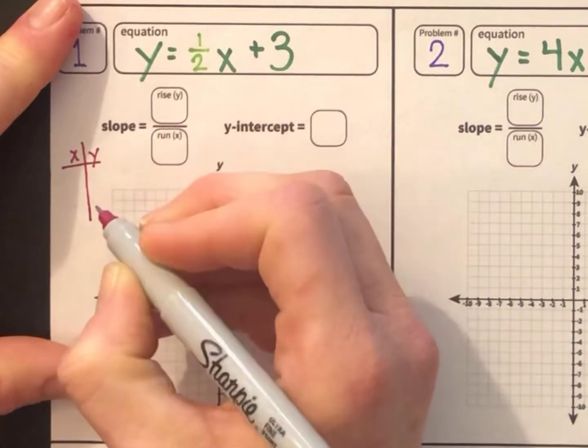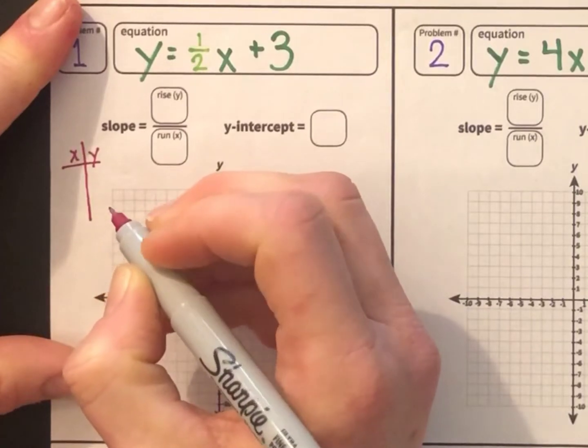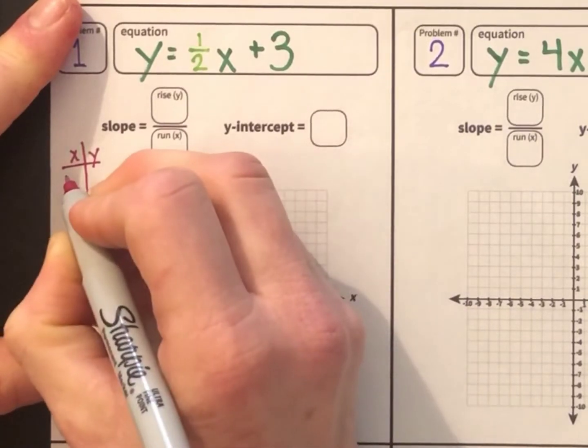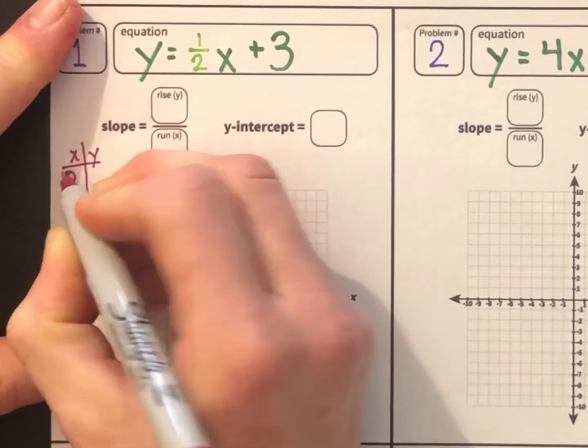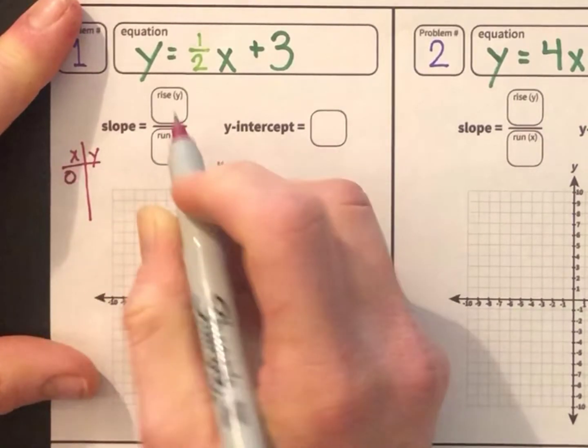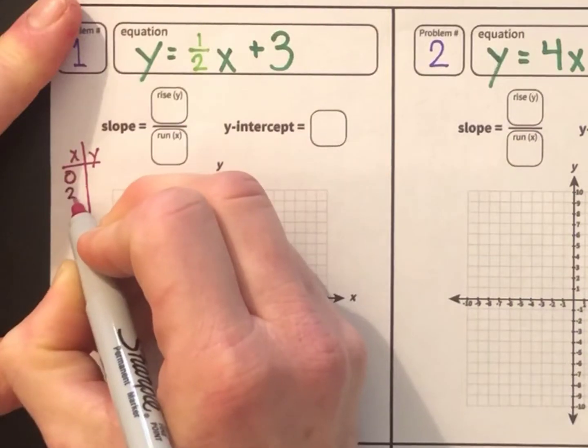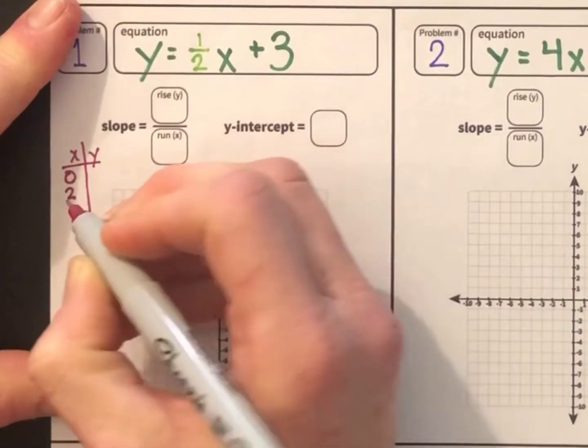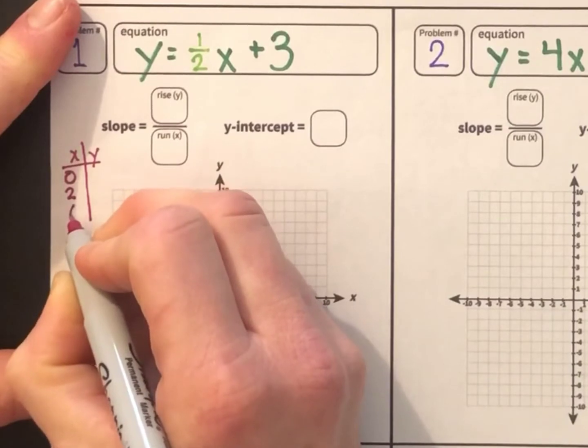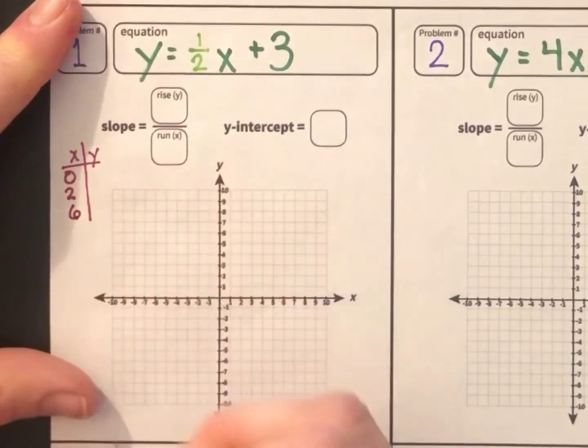Because x is multiplied by half, the values that I choose for x are not going to be odd. They're easier to solve, and they're also a lot easier to graph. I'll choose even numbers, and I'll choose 0. 0 is always easy. Whenever you can use 0, I strongly encourage you to use 0. So let's go ahead and pick some more numbers. 0 and 2 and 6.